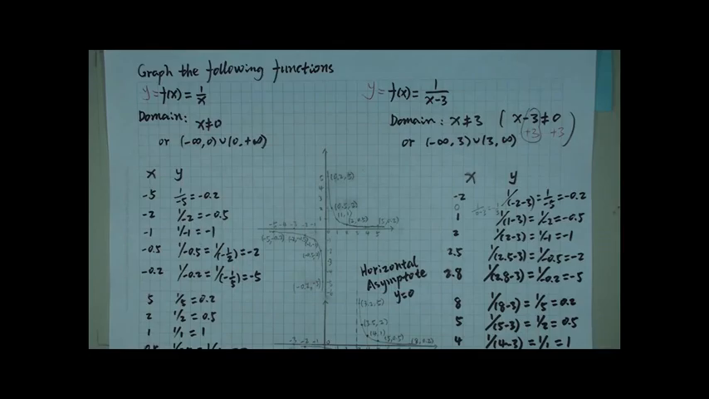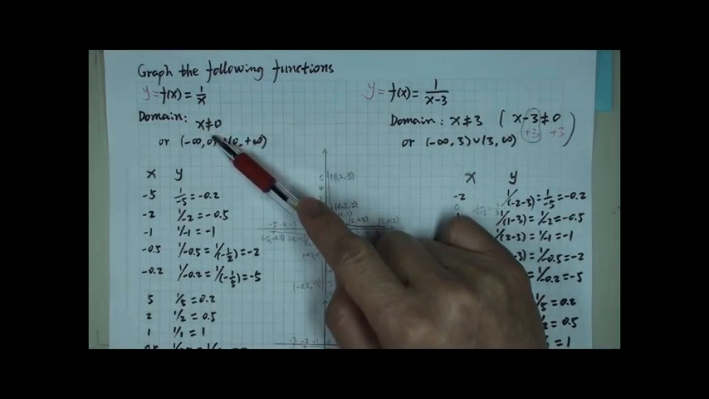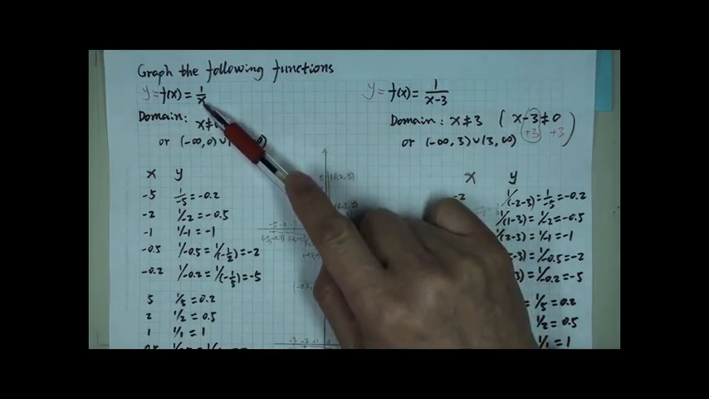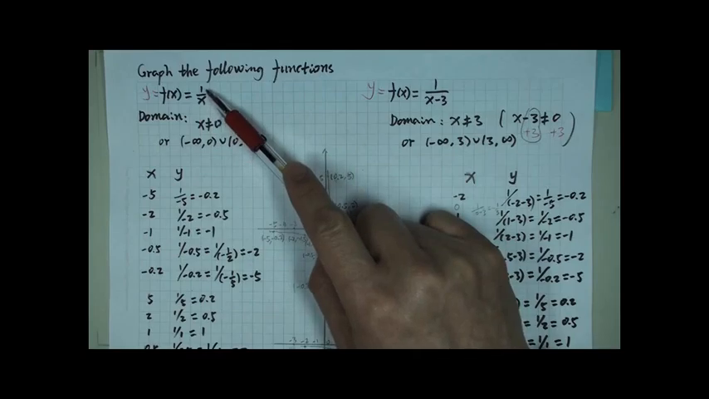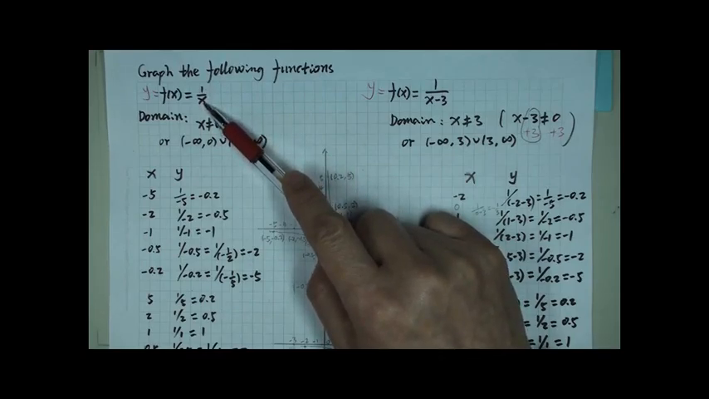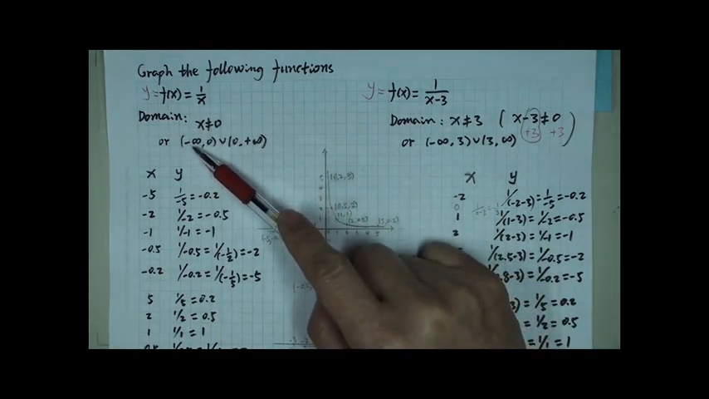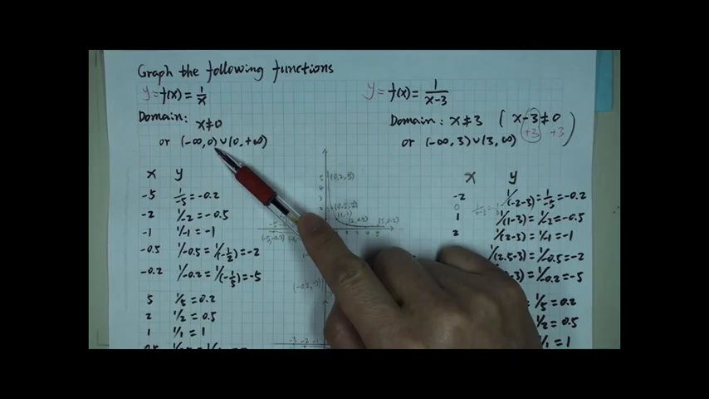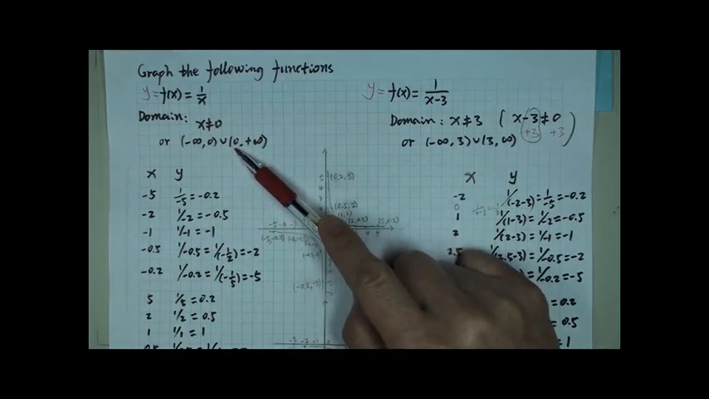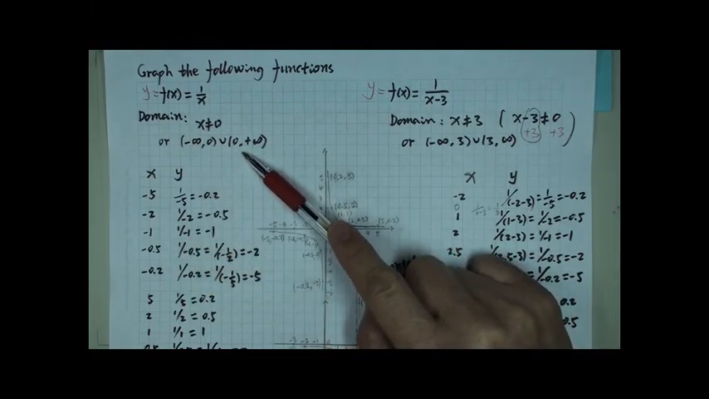Before we graph the picture, we want to find out the domain. In this case, it's probably easier because the denominator cannot be 0. If the denominator is 0, we don't know how to calculate 1 divided by 0. So another way of writing this is from negative infinity to 0, with a round bracket, so 0 is not included, and then from 0 to positive infinity. That's the interval solution.